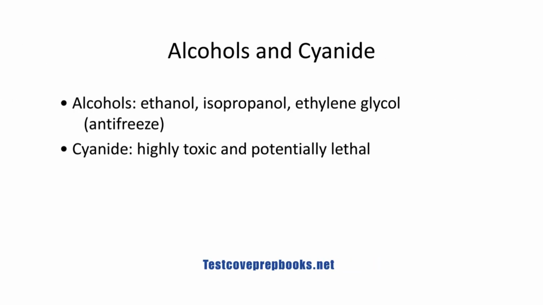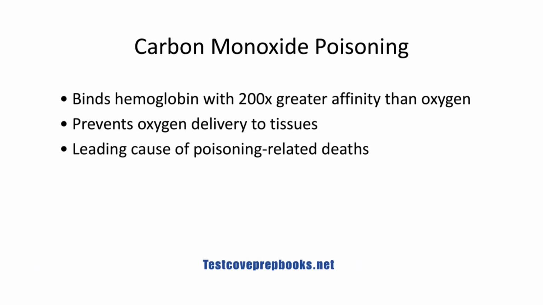Certain alcohols can be toxic, including ethanol, isopropanol, and ethylene glycol, which is commonly found in antifreeze. Another extremely dangerous toxin is cyanide, which interferes with cellular respiration and can be rapidly fatal if untreated. Carbon monoxide is a silent killer. It binds to hemoglobin with an affinity about 200 times stronger than oxygen. This prevents oxygen from being delivered to tissues, leading to hypoxia. It remains one of the leading causes of poisoning-related deaths.